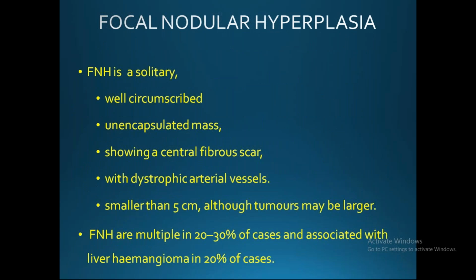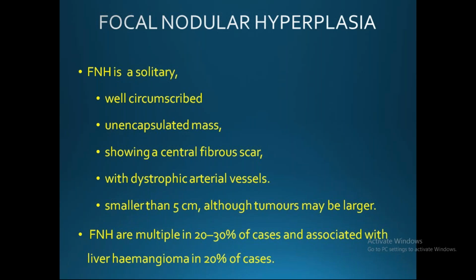So FNH is defined as a well circumscribed encapsulated mass. It will have a central fibrous scar and dystrophic arterial vessels. They may be thrombosed, or the arterial lumen may be fibrosed. That is the microscopic picture which you see when you resect an FNH lesion and go for histopathology study. That is the well circumscribed encapsulated mass with a central fibrous scar and a dystrophic arterial vessel.